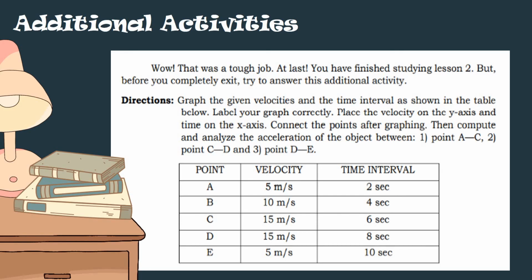So let's proceed. This is the additional activities. So you're going to graph the given velocities and time interval as shown. Label your graph correctly. Place the velocity on the y axis and time on the x axis. Connect the points after graphing. Then compute and analyze the acceleration of the object between point A to C, point C to D, and point D to E. So here is the table.